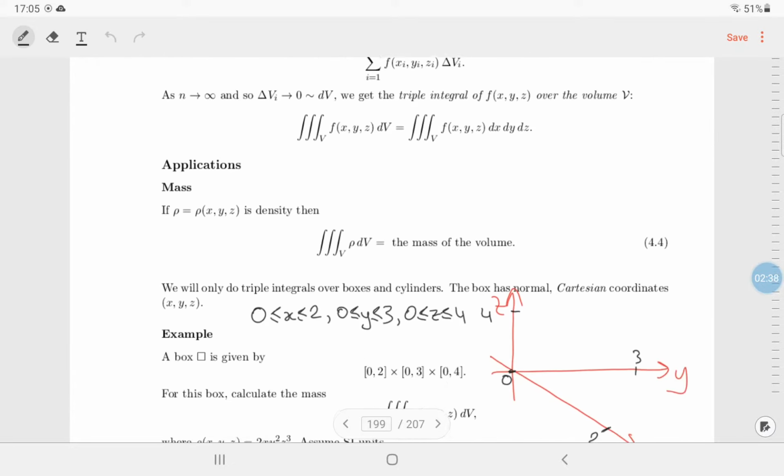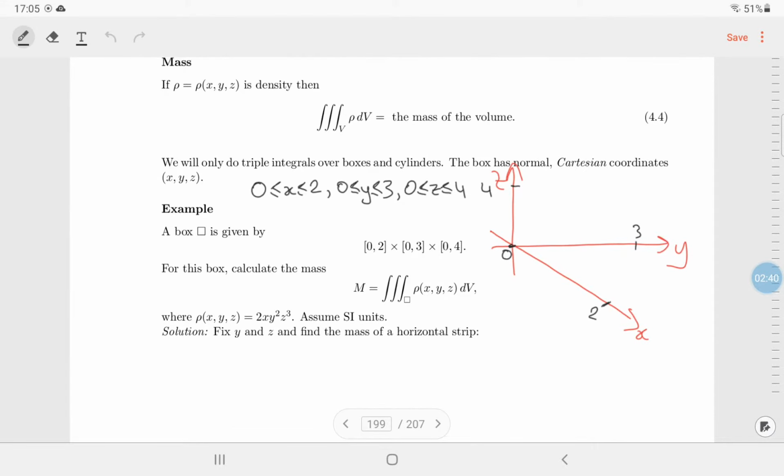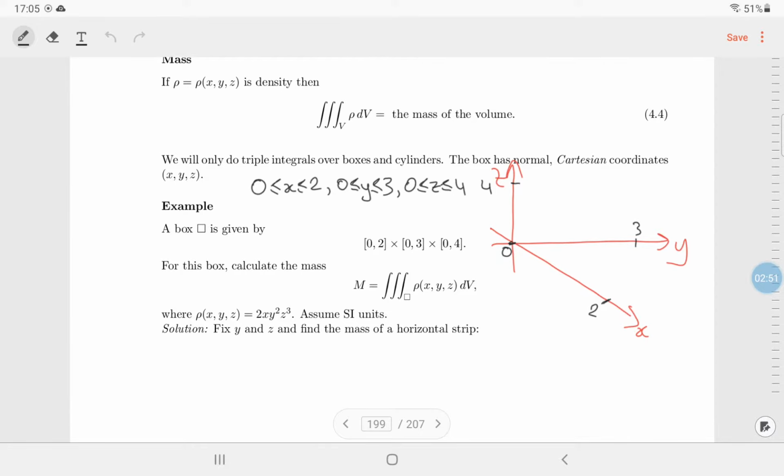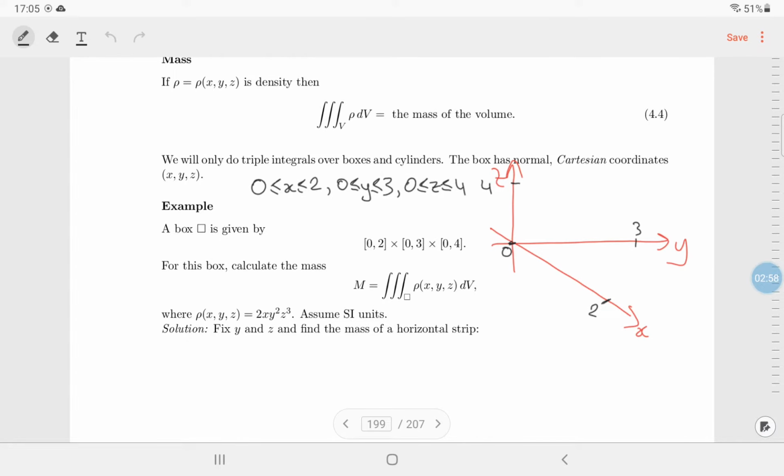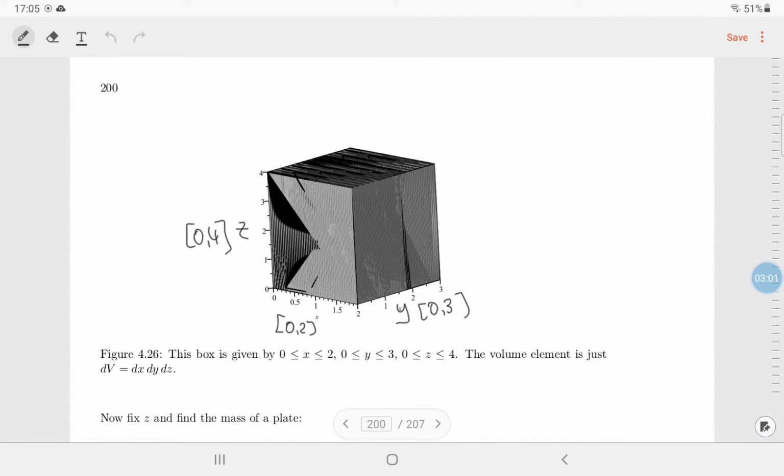Okay. So what we're trying to do is find the mass of this box if the density is given as 2xy squared z cubed, and assume SI units. So we're going to find the mass of a horizontal strip. Now, how will this work? What did it say we're fixing? Fix y and z. So fix a height and fix a y coordinate. Say, for example, you fixed z equal to 2 and y equal to 1. If you can imagine a strip going across this, how do you think about this thing?